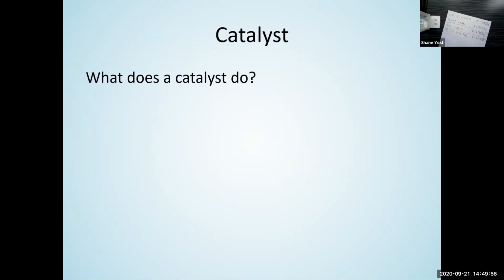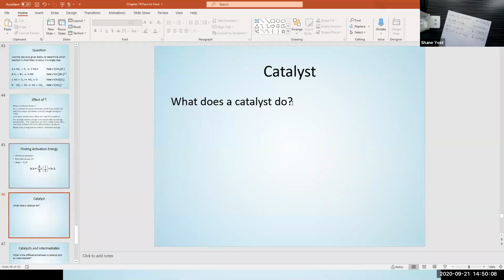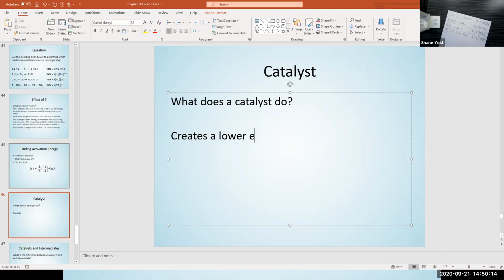All right. So now, catalyst. What does a catalyst do for a chemical reaction? Yep, exactly. A catalyst creates a lower energy pathway, another way of saying a reaction mechanism. It's creating a new reaction mechanism, a new way this reaction can occur, that's at lower energy.